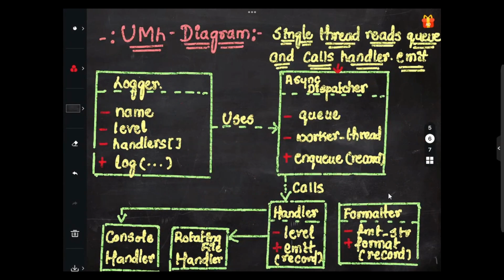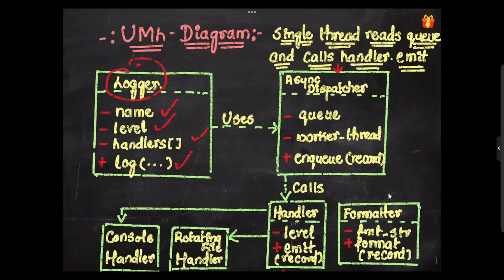Next, let's move on with the UML diagram, the main thing. So this is the main class, the Logger class. We will be making use of name, level, and handlers here. The log is nothing but the method. We'll be making use of the methods.